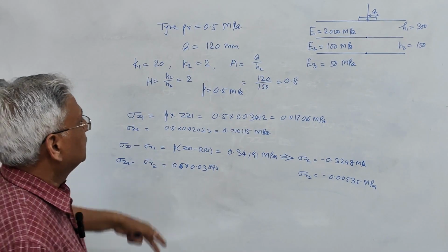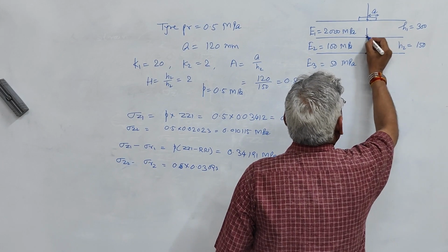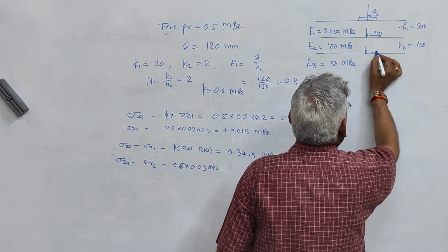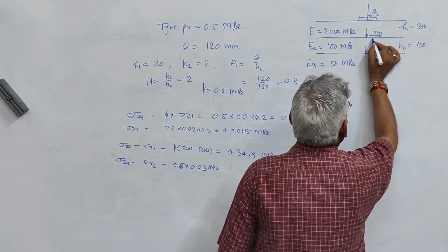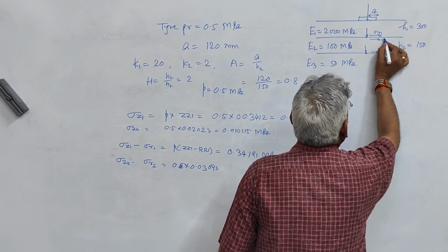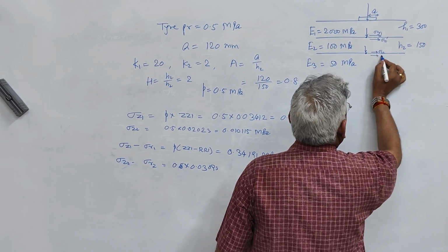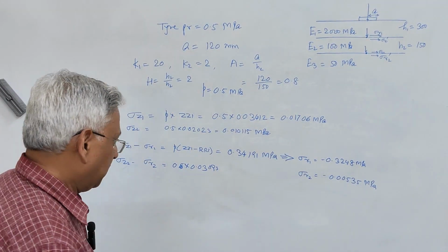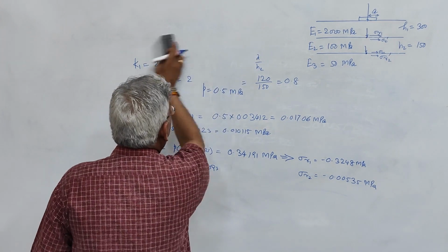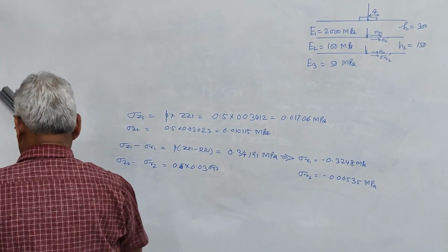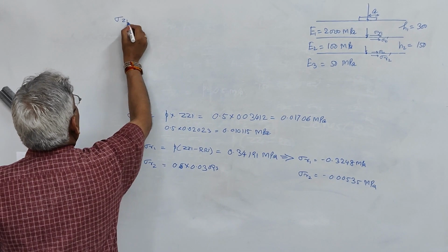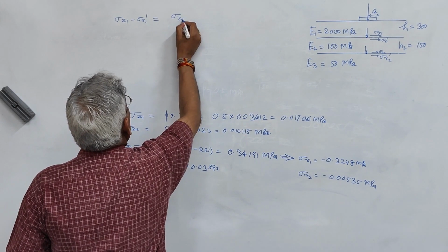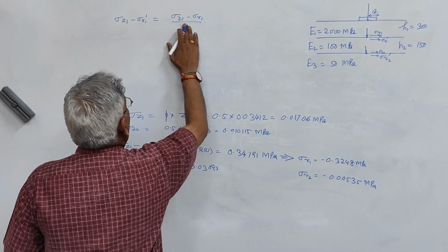So now you have this sigma Z here, sigma Z1 here, sigma Z2 here, sigma R1 here, sigma R2 here. Now the question is, what is the stress here? Sigma R1 dash, and here sigma R2 dash. Now this can be found out using this equation, that sigma Z1 minus sigma R1 dash is equal to sigma Z1 minus sigma R1 upon K1.